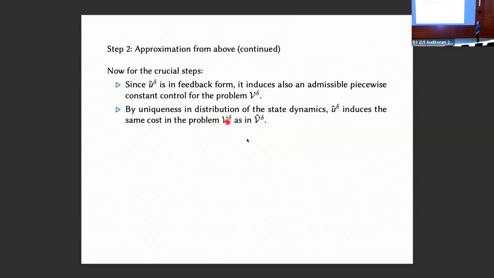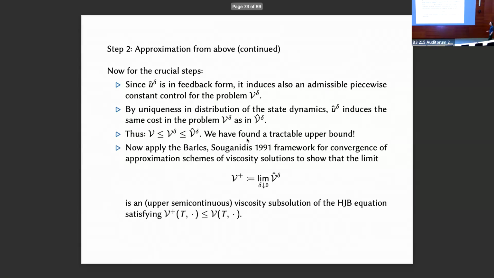We don't know if it is optimal. We don't care, because it might be that there's even a better one, which tells us that the problem with control-dependent filtration and Brownian motion has a smaller value than the easy one. So now we have a nice tractable upper bound that we can work with. And from there, it is straightforward to show that if you send delta to 0, this will converge. I think we even show that it converges to a solution, not just a sub-solution, using standard Barles-Souganidis viscosity approximation scheme arguments. This is easy at this point, because now we have something tractable to work with.